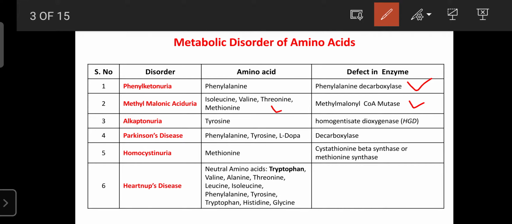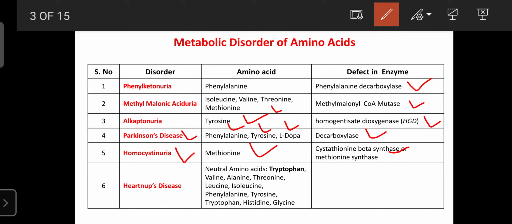Then alkaptonuria, that is related to deficient amino acid metabolism. The enzyme responsible for this is homogentisate dioxygenase. Then Parkinson disease is related to the malfunction of phenylalanine, tyrosine, and levodopa. These are the amino acids, and the enzyme is the decarboxylase enzyme. Then homocystinuria is related to the deficiency in the metabolism of methionine. The enzyme responsible for this disorder is cystathionine beta synthase.